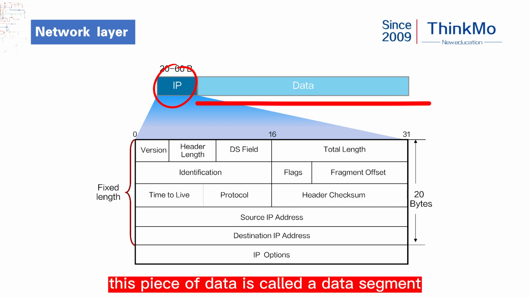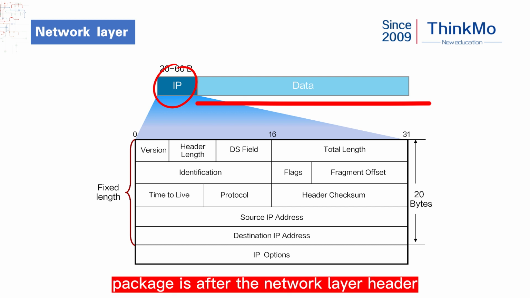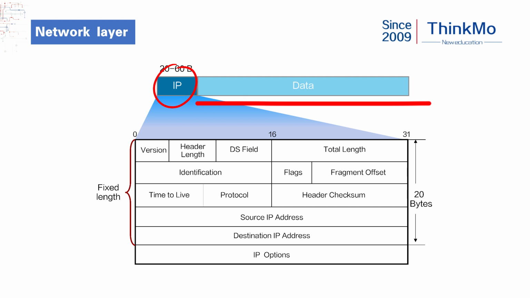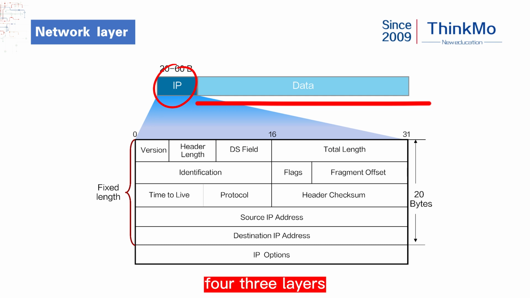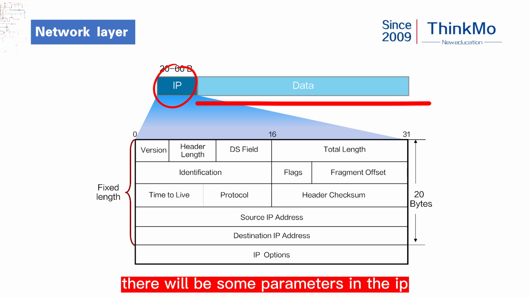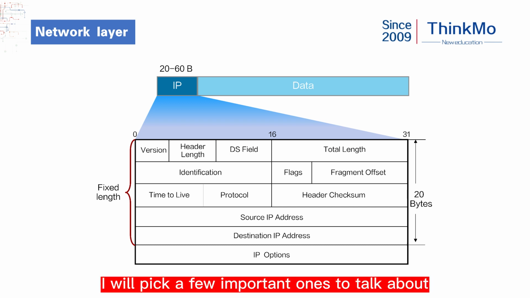This piece of data is called a segment after 4 layers of encapsulation. It is called a packet after the network layer header is encapsulated. Don't confuse these, but it is enough to understand. For the network layer, there are some parameters in the IP header that are slightly more important. Everyone needs to remember them. Let's look at the whole header.